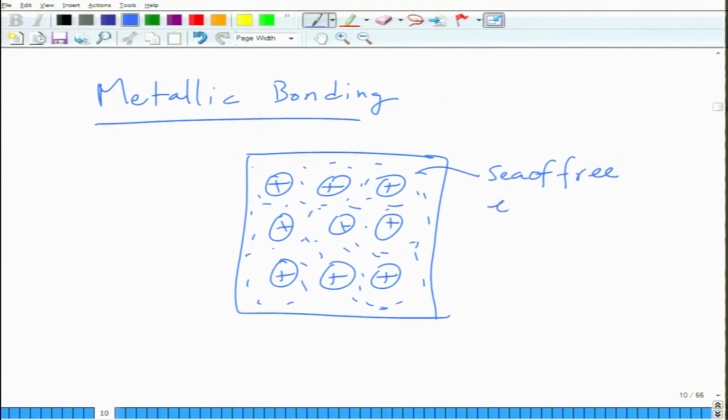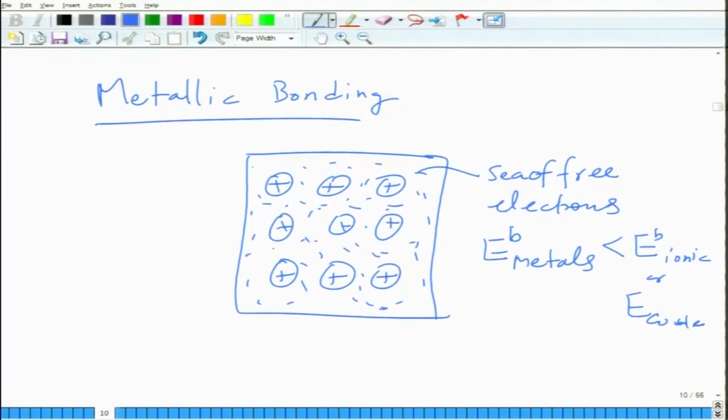So, this is, you can say, a sea of free electrons, and because this is a sea of free electrons, there is no as such ionic or covalent kind of bonding. The bond energy of metals, let us say I write it as EB, okay, the bond energy of metals is typically lower than EB of ionic or covalent. It is not always true, but in most cases it is true.